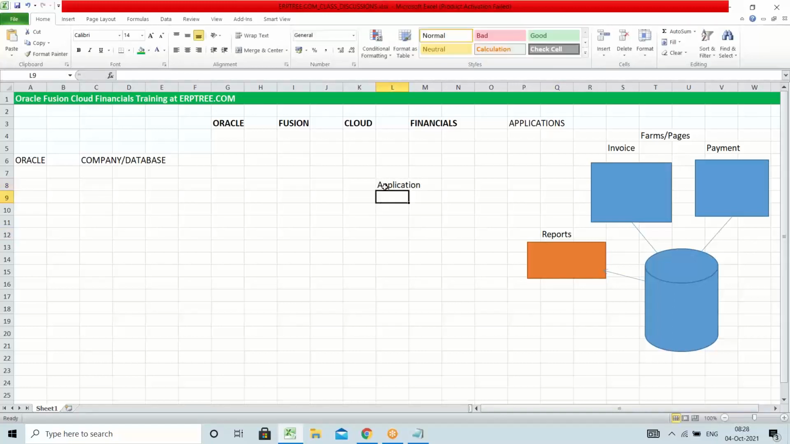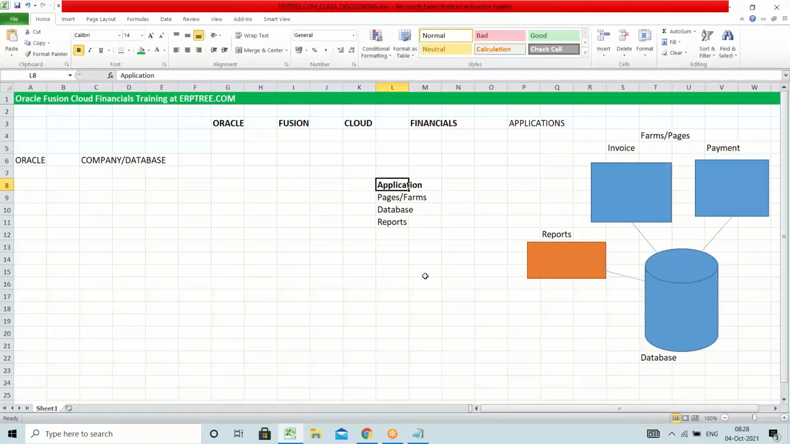Application means there should be some set of pages or forms and database and reports. This is what we have to understand as what it means by application. Pages or forms are used to input the data, and to store the same data, a database is required. And to see the data, whatever we have in the database, we need reports. The collection of these three components only we call an application.